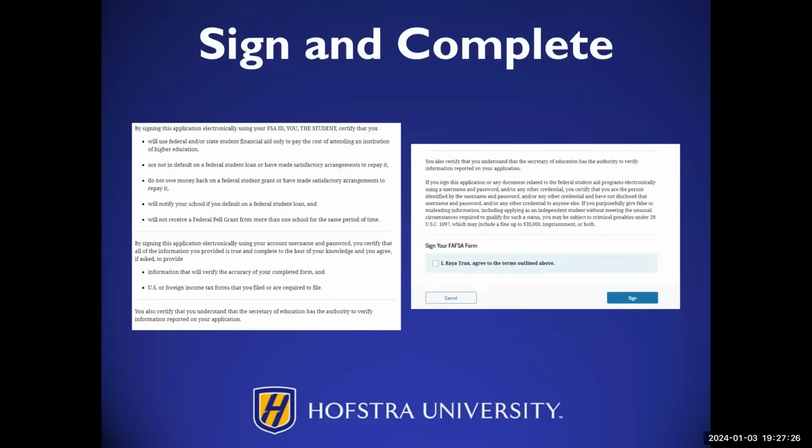After the school section, it's the signing and completion stage. It's very important that student signatures as well as parent signatures go through, but right now we're just on the student's portion. By signing the application electronically with the student's FSA ID, they're certifying that they will use any federal student financial aid to pay for the cost of attendance, that their information is accurate in the completed form, and that they understand that they are using these funds for educational purposes. Students would click on the box that says they agree to the terms and then sign.